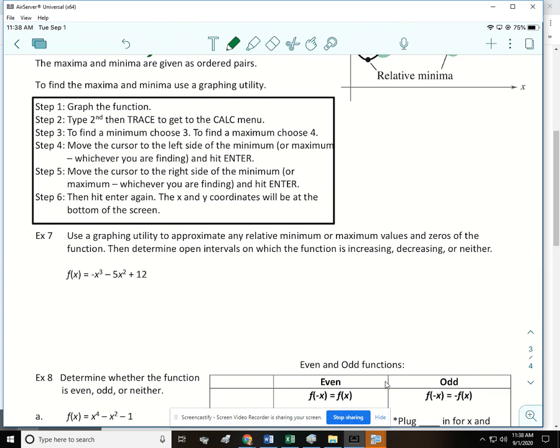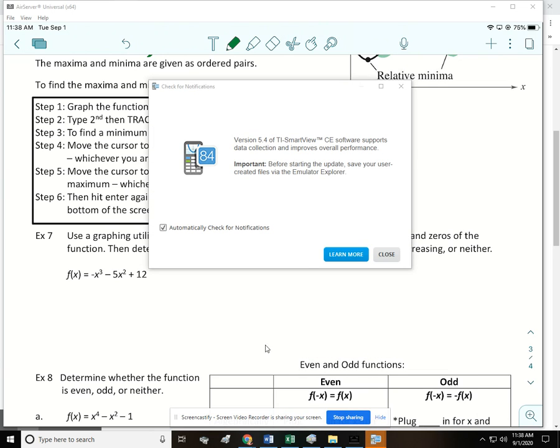All right, and then we're going to define our relative maxima and minima as ordered pairs. And these are the steps you go through to do it in the calculator. If you have your own calculator or you've downloaded that emulator, follow along with the steps. If not, you can just watch me do it, and then hopefully you'll remember when you have the steps here, when you go to do it on your own. All right, so our first step is to graph the function. So I'm going to go to my emulator.